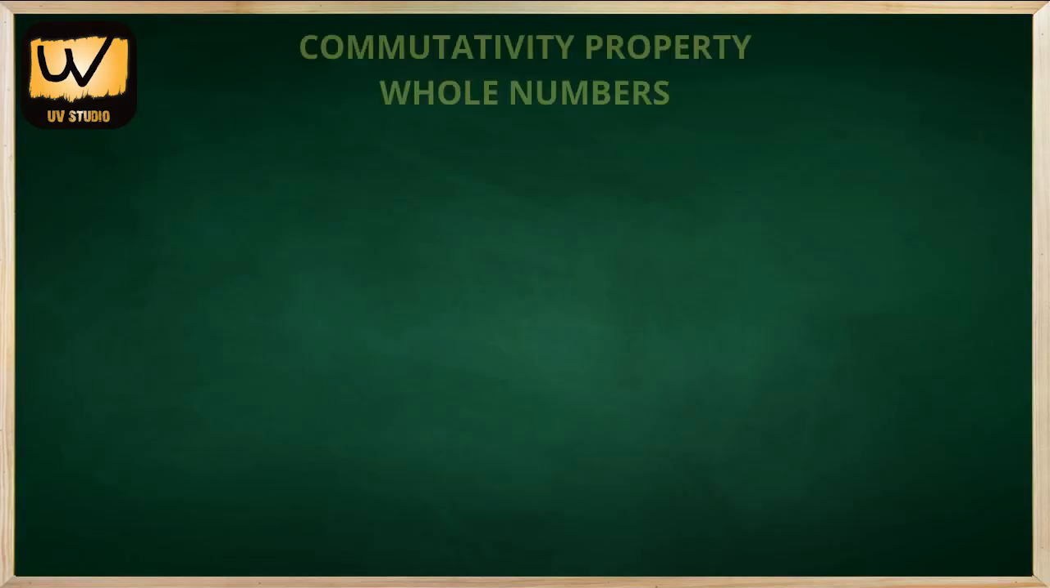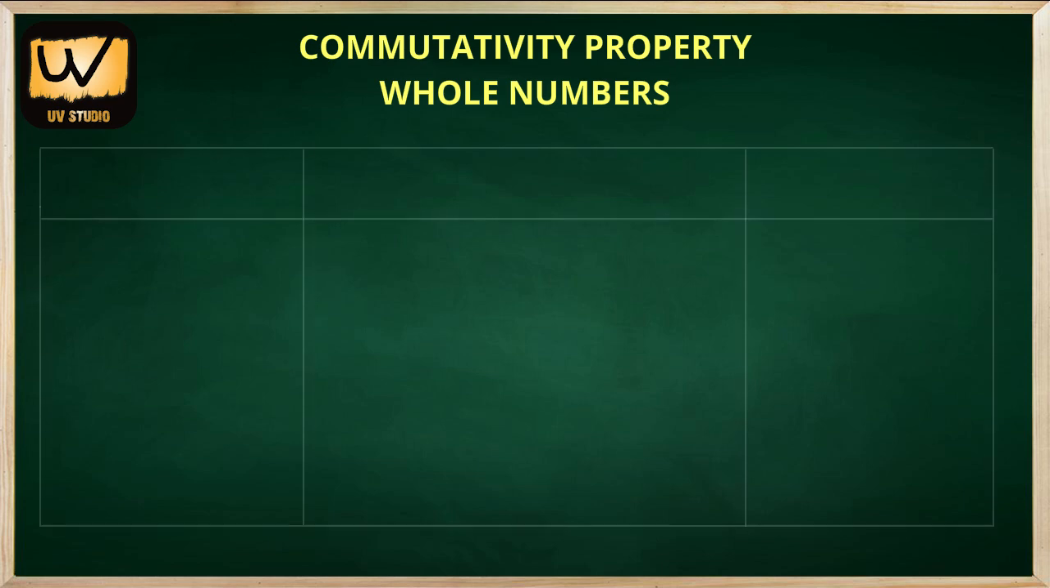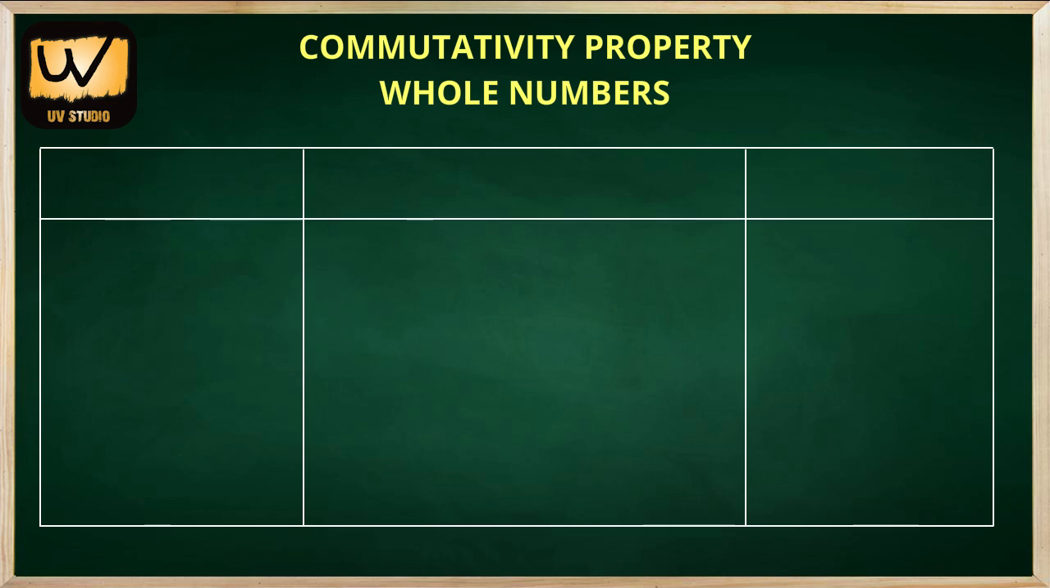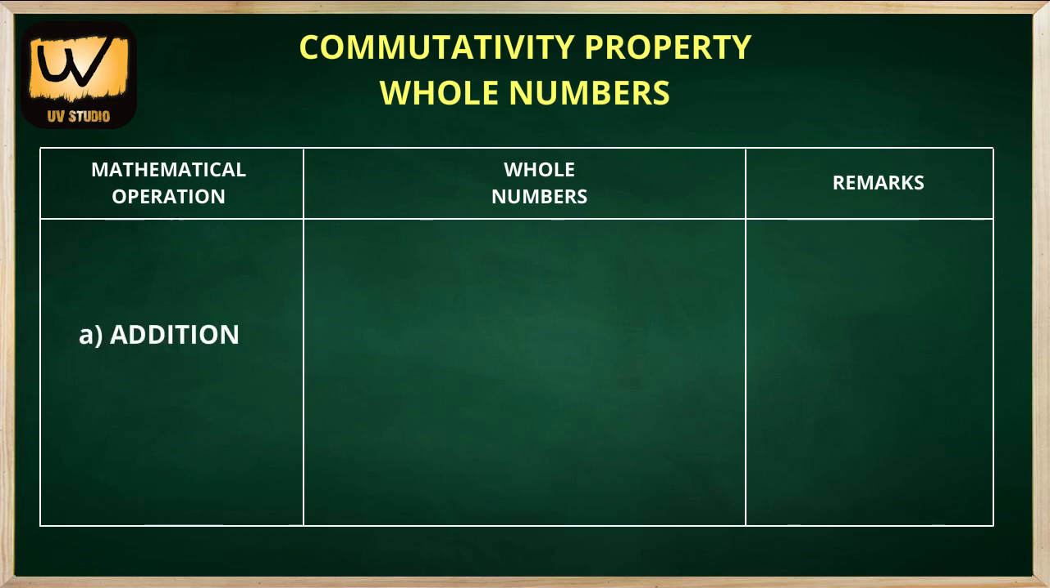Now let us see the property of commutativity for different types of numbers, out of which the first type is whole numbers. As you can see here, there are 3 columns: mathematical operation, second is whole numbers, and third is remarks. So let us take the first mathematical operation, that is addition, and let the whole numbers be 0 and 8. So how much is 0 plus 8 equal to?